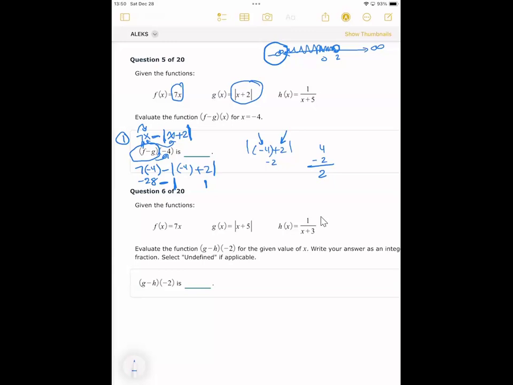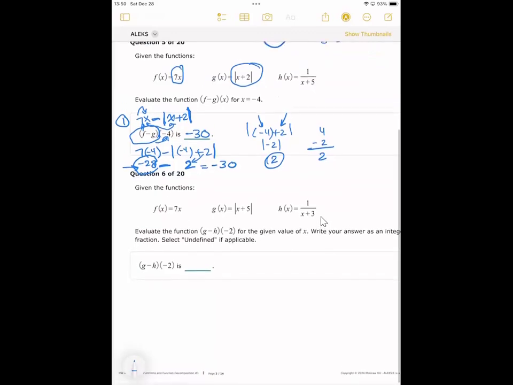But this was inside the absolute value. What is the absolute value of negative 2? Positive 2. So you get positive 2. Absolute value of negative 2 is positive 2. So now you have negative 28 minus 2, which is negative 30. Negative 28, negative 2, is you borrowed and then you borrowed, so you borrowed $30.